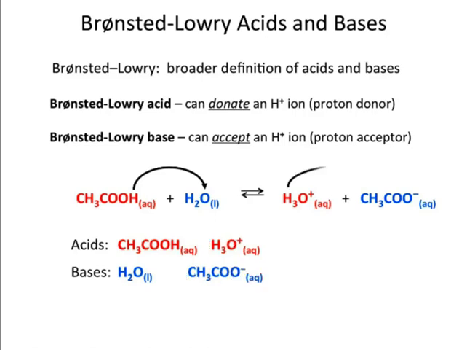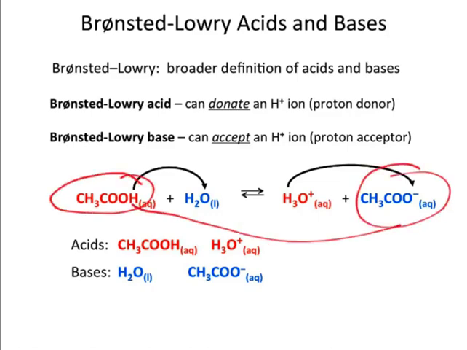Now, this reverse reaction also works. In the reverse reaction, the hydronium ion donates one of its hydrogens back to the acetate ion. And in this case, the hydronium ion is functioning like an acid, and then the acetate ion is actually functioning like a base. And so we actually use this as part of our definition. We call them conjugate acids and bases. So here, this is the acid, and then this is its conjugate base. And it kind of makes sense.